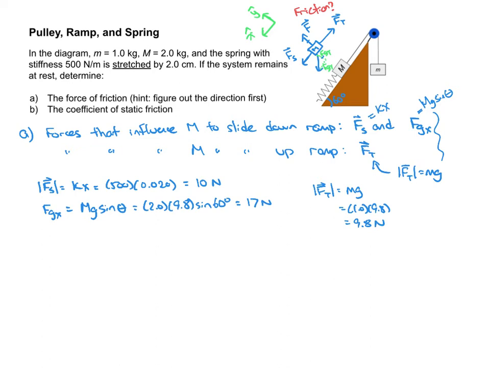Okay, so I think there's a clear winner here. The forces influencing the box down the ramp are bigger, so therefore friction must be aiming up the ramp to keep it at rest. Because that would be the negative x direction based on what I defined to be positive and negative.